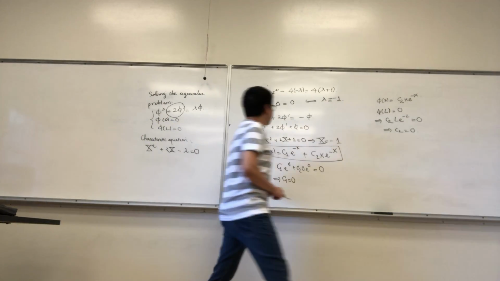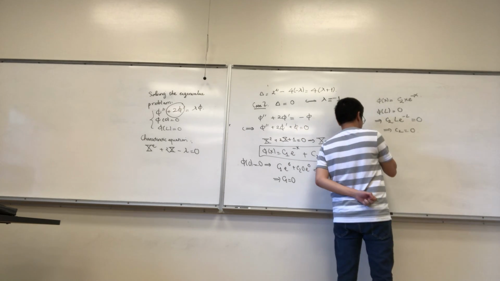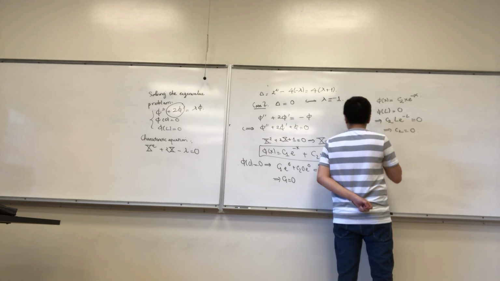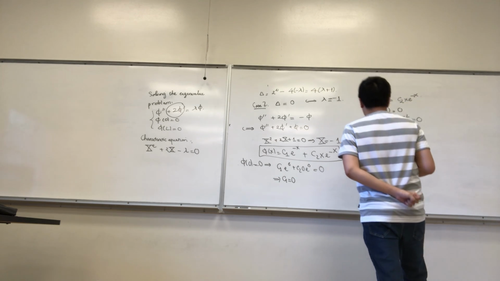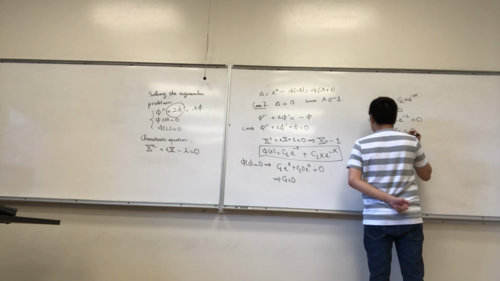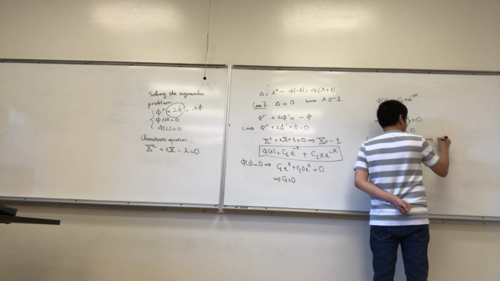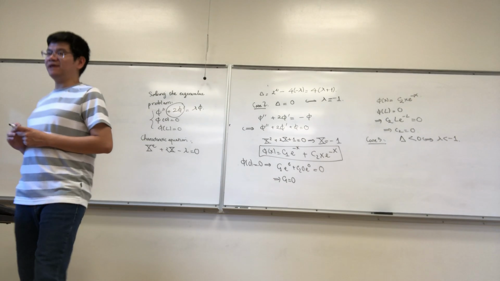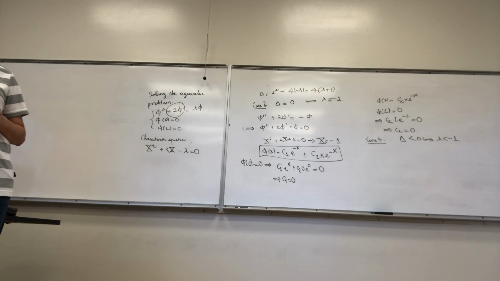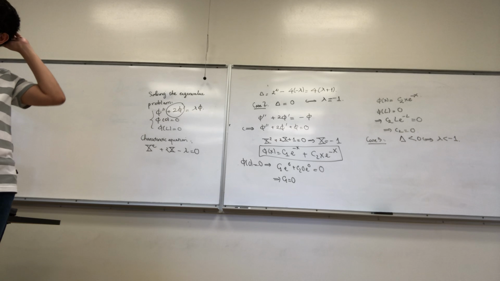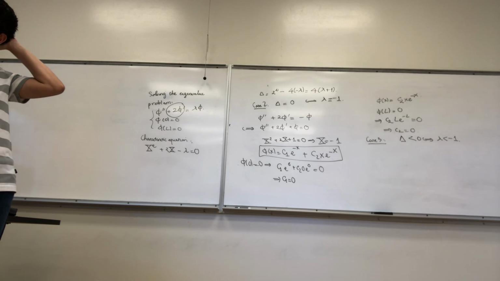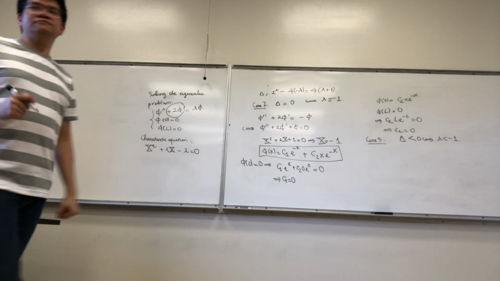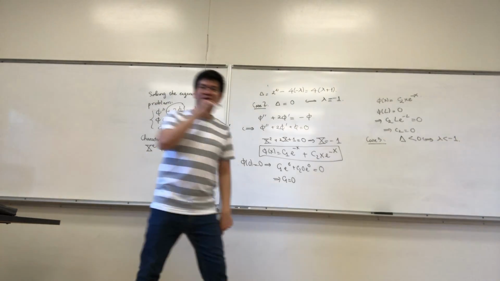Right, so case number three. Case number three is the most difficult case. Delta is negative, which means that lambda is smaller than minus one. So what happens when lambda is smaller than minus one? What are the two roots?